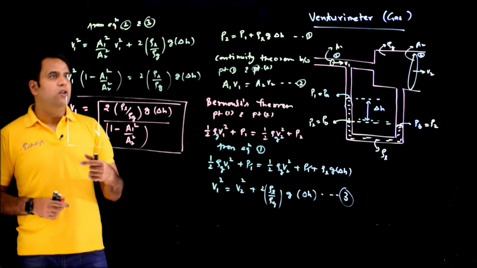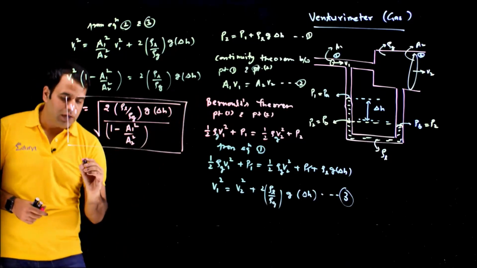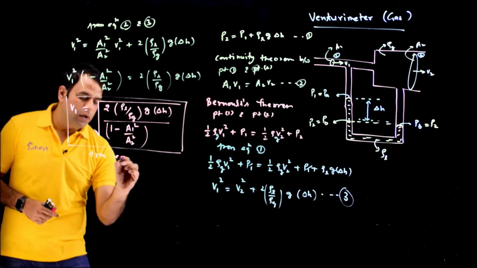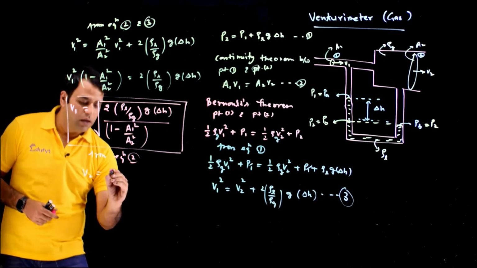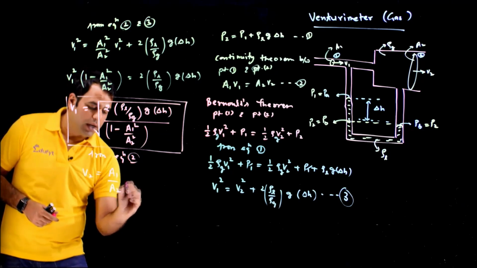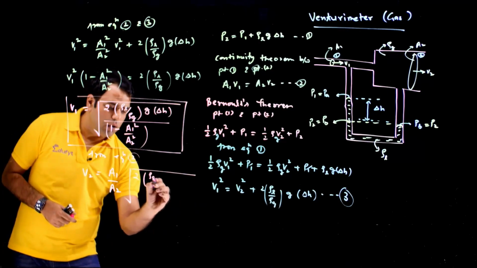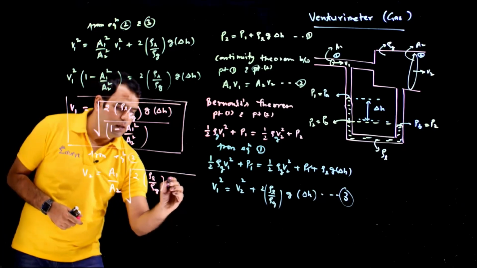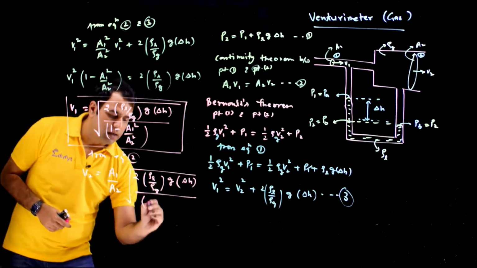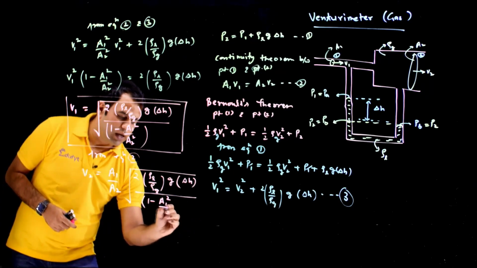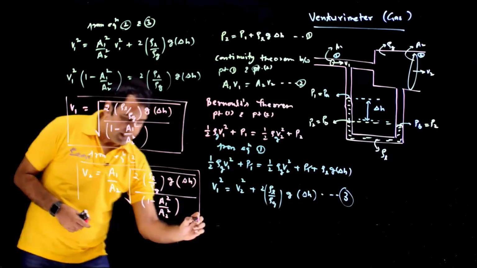Now, if you put this value of V1 into equation 2, you will get the value of V2, which will come out to be A1 upon A2 under root of 2 rho L upon rho g delta H divided by 1 minus A1 square upon A2 square. This is the value of V2 we are getting.